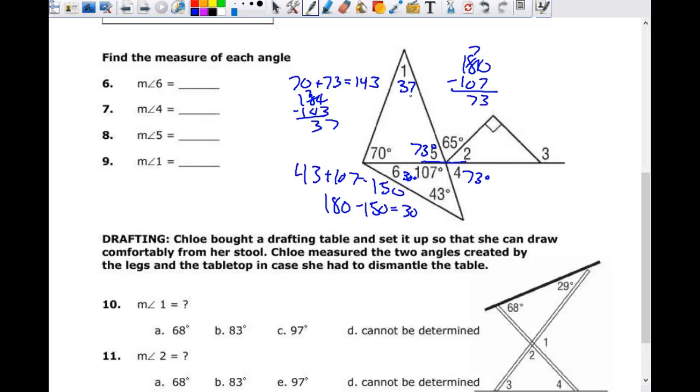So let's say we got 6. 6 was 30 degrees. 4 was 73 degrees. 5 was 73 degrees. 1 was 37 degrees. Okay? These are like puzzles. You get one piece, and you can get the next piece, and you can get the next piece, and you can get the next piece. If you wanted to solve for 2, you would have done 180 minus this. That would have got you that. And to get 3, you would have done this one plus this one, it will get you 3.